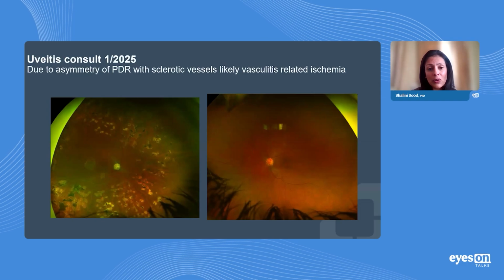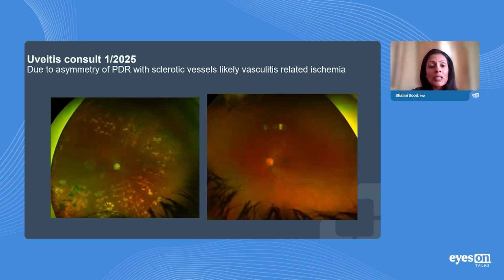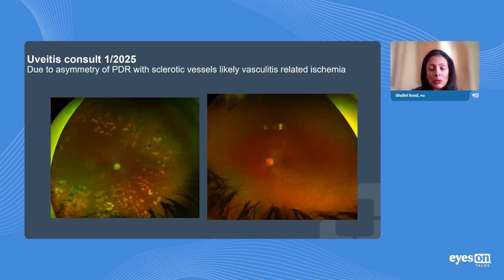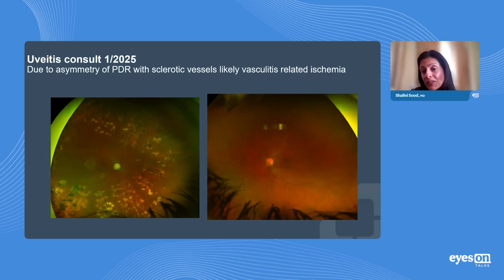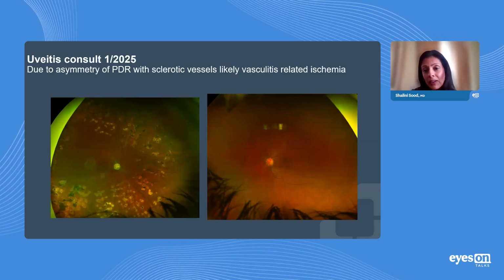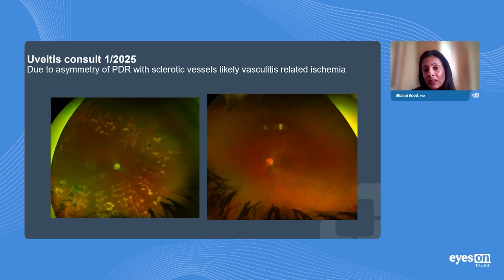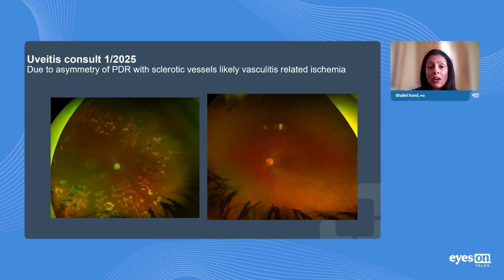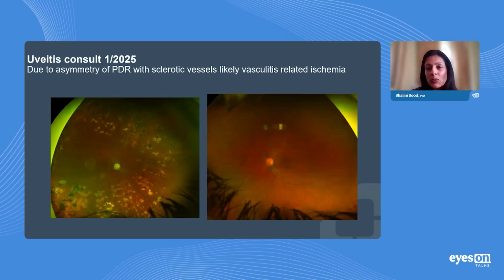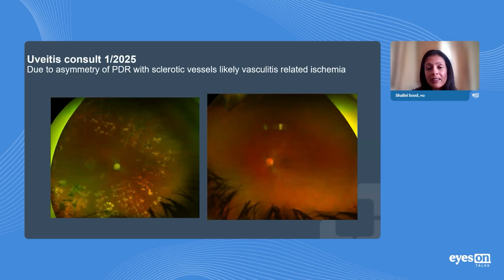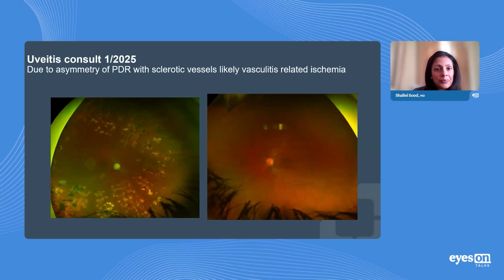You can see in these fundus photos, similar to what you saw previously, that this patient has a cupped out nerve in the right eye, some sclerotic blood vessels, and the laser that was performed a few years prior. And then the left eye actually looks pretty healthy. We've got a very healthy optic disc, and not really those signs of ischemia or PDR that we saw in the right eye. So the working diagnosis at this point was that the ischemia was likely related to the vasculitis because of the asymmetry of PDR that was noted on exam.